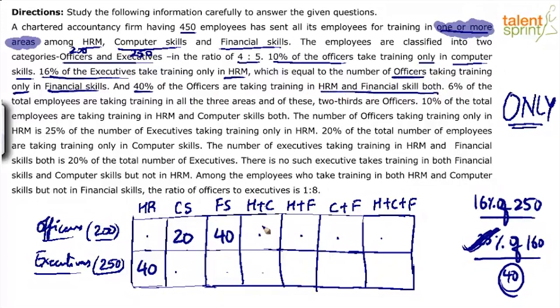Remember, HRM and financial skill. Where is HRM and financial skill? This region. How many? 40%. 40% of 200 is 80. 6% of the total employees. Now look at this. 6% of total employees.